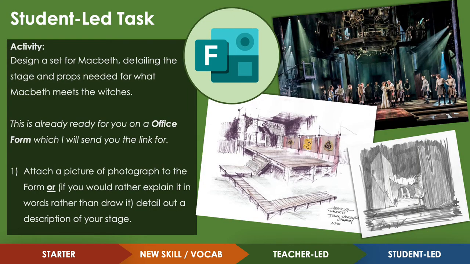So what I want you to do, guys, is to design a set for Macbeth, detailing the stage and props needed for when Macbeth meets the witches. You can either attach a picture or photograph to the form, or if you would rather explain it in words, detail a description of your stage. If you're drawing a set, guys, can you please label it? Please make sure to read back through Act 1, Scene 3 to see how you could stage or position the characters.